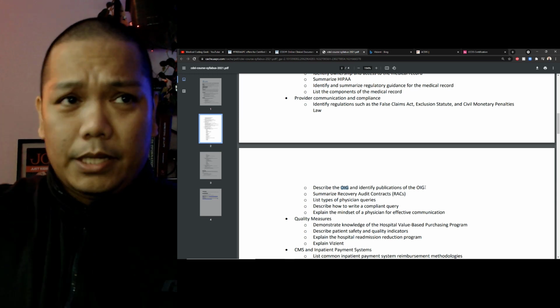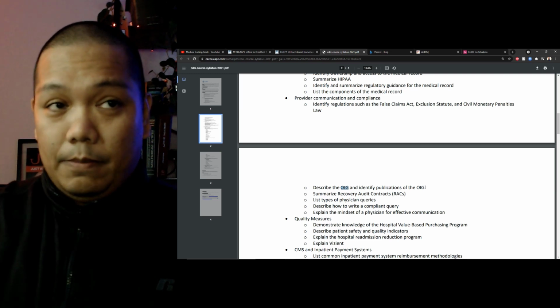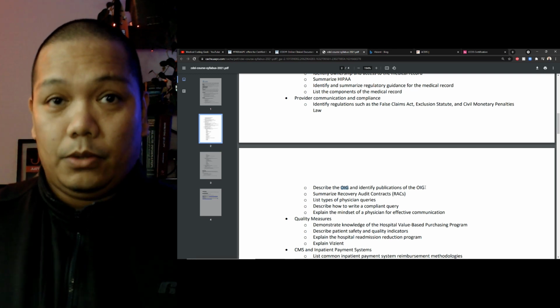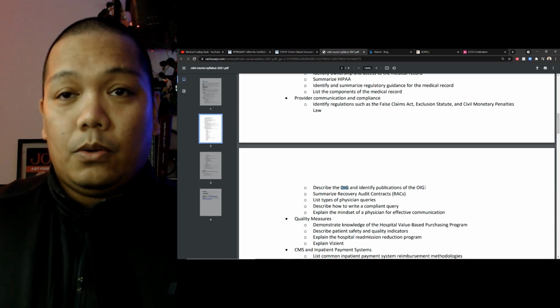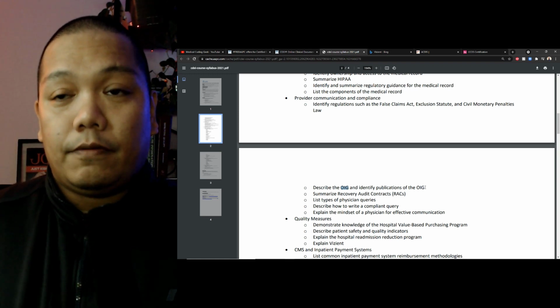Okay. Describe the OIG and identify the publications of the OIG. The best place I seriously can think of seeing the OIG being talked about a lot, fraud, waste, and abuse, is by going on LinkedIn. Okay, there are people who I follow that you can actually do a search on OIG. You could find a lot of people there.